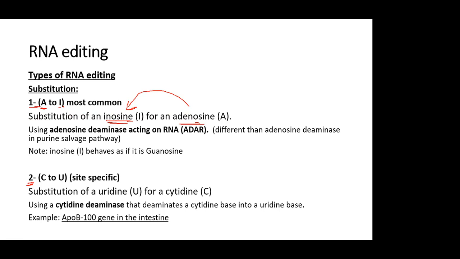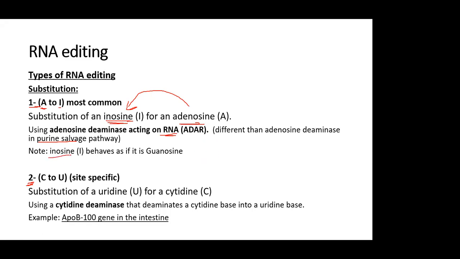A to I. What's the enzyme that's going to do that? It's called adenosine deaminase. How do you change the adenosine to inosine? Basically, get rid of the amine group. Adenosine deaminase. But this one is specific to the RNA because there is another one in the purine salvage pathway that's different. So we have to specify that the enzyme that's going to change the adenosine to inosine is the adenosine deaminase acting on RNA, for short ADAR.